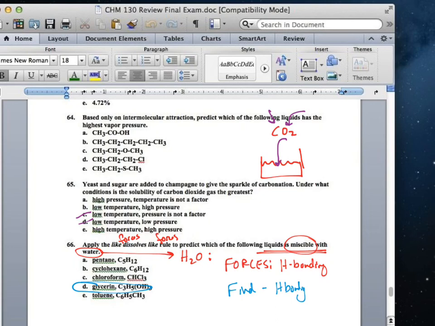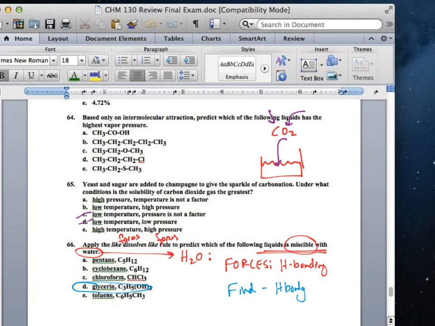I guess it depends on your car, too. You're increasing the temperature of the liquid, which now is causing all of that CO2 that was dissolved to turn into a gas. Eventually, it blows open the champagne container. High temperature reduces solubility. We're trying to increase solubility.